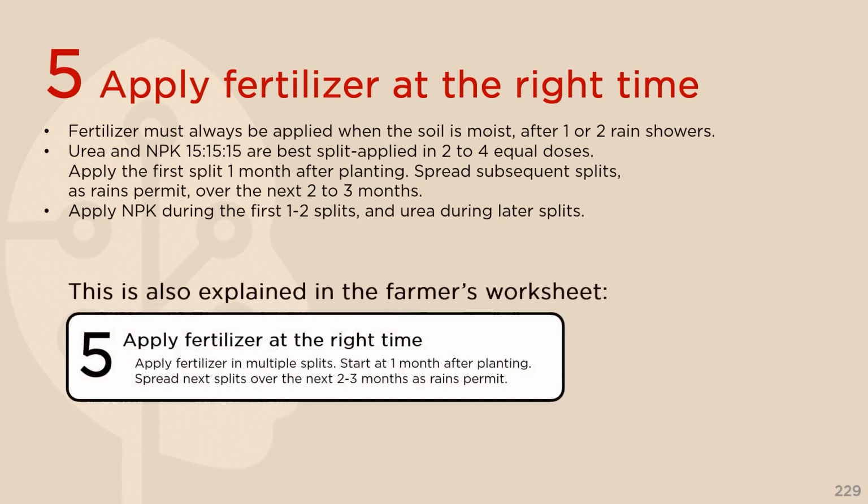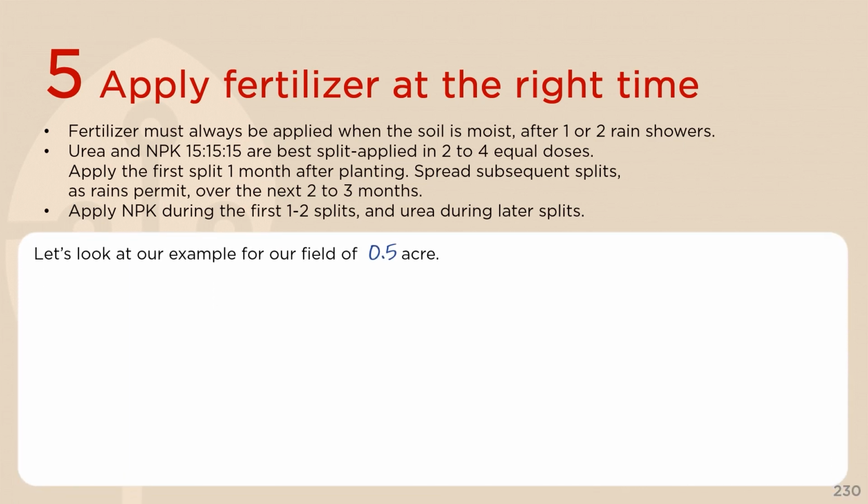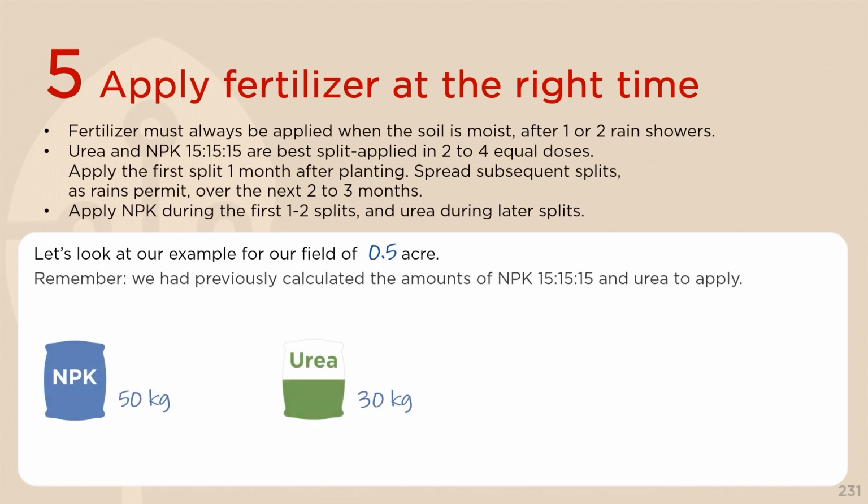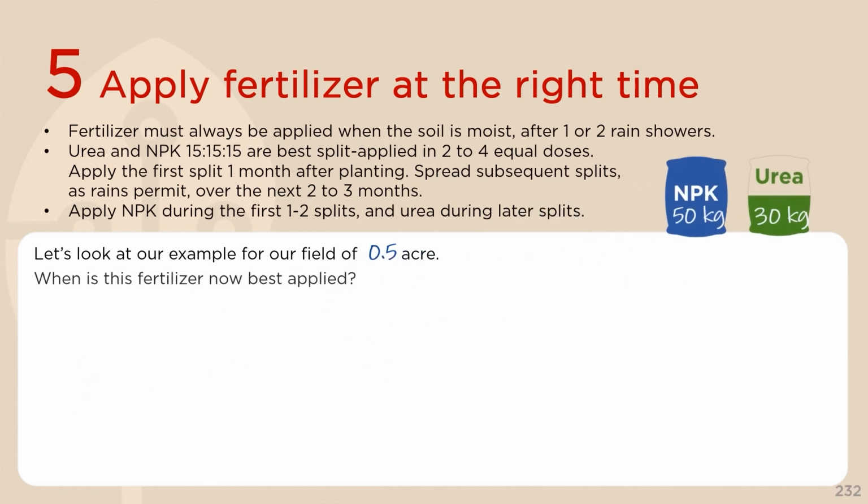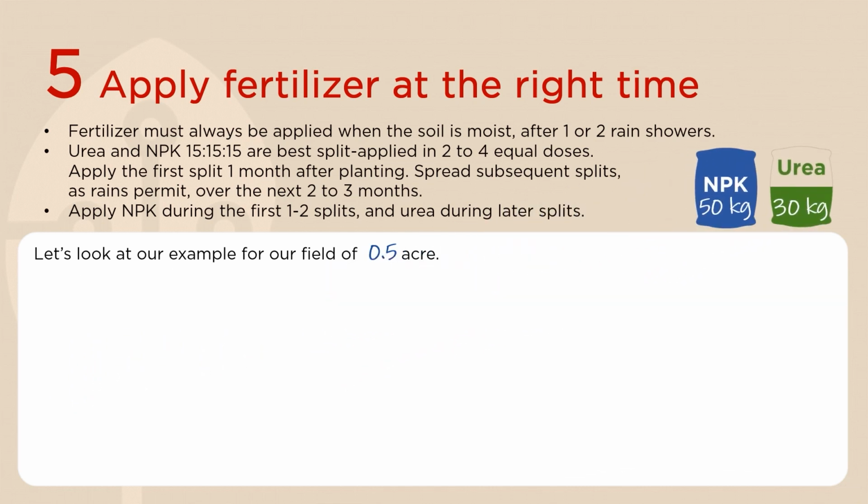This advice is repeated in the farmer's worksheet. Let's look at our example for our field of a half acre. Remember, the recommended amounts of fertilizer were 50 kg of NPK 15-15-15 and 30 kg of urea. So when is now the best time to apply this fertilizer?